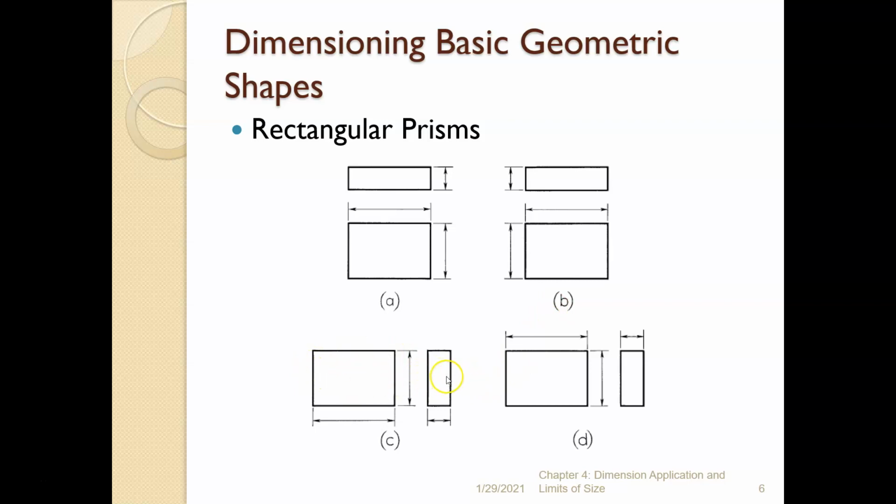So again, two views. We only need two views to completely describe a three-dimensional shape. A basic three-dimensional shape, I should add. Here we have a length and a height, and then the thickness in the right view. And so you see, these are four examples of dimensioning a rectangular prism or a box.